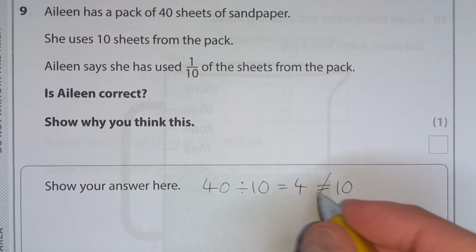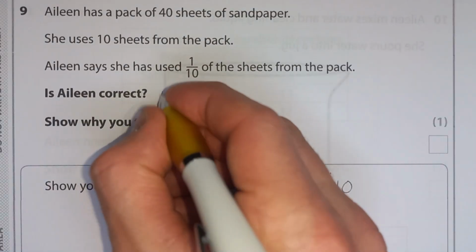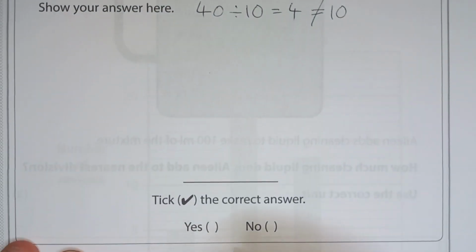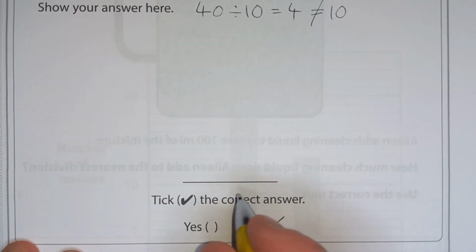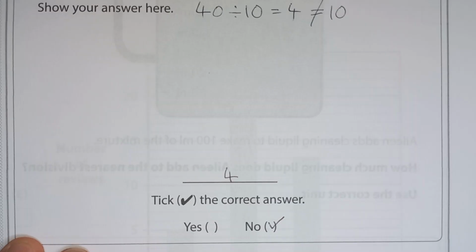Or you can say is not equal. You can write it in words. Basically, 4 isn't 10. So is Aileen correct? No, she's not. Now we do need to write that down here. So tick the correct answer. Well, she's not correct. So on here we can write the number 4 instead of the number 10.